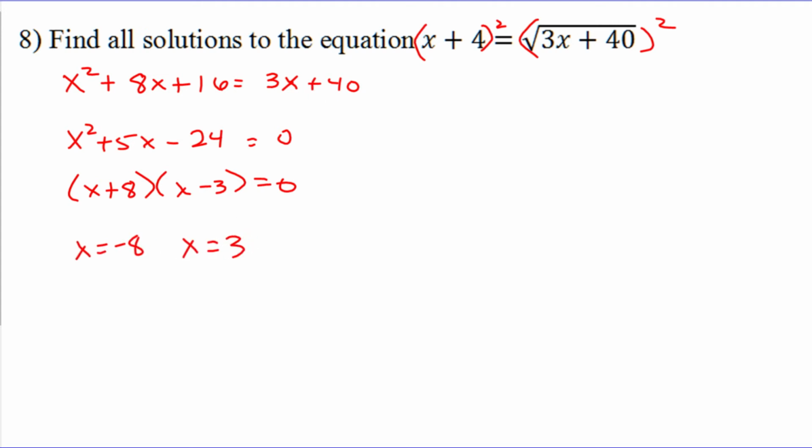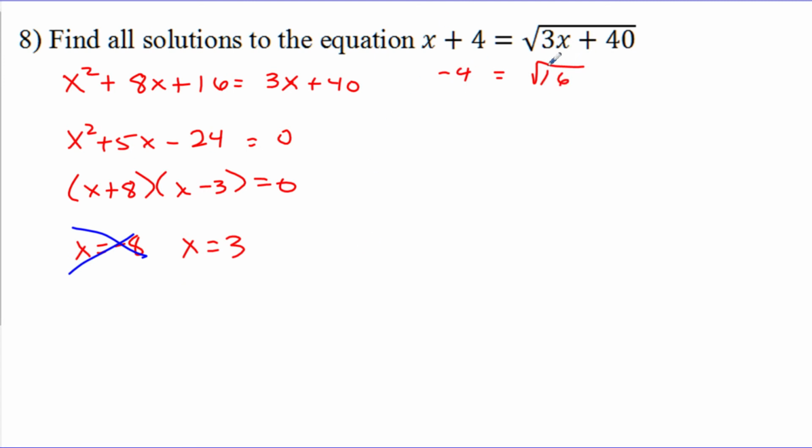But let's go back and check that in our original problem. So let's get rid of all this extra stuff. When I plug in a negative 8 here, I do not get negative 4, right? If I plug in negative 8, I get negative 24 plus 16. This is the square root of 16, which is positive 4. So I'm going to say this side says negative 4, this side says positive 4. That is not true. Negative 8 goes away.